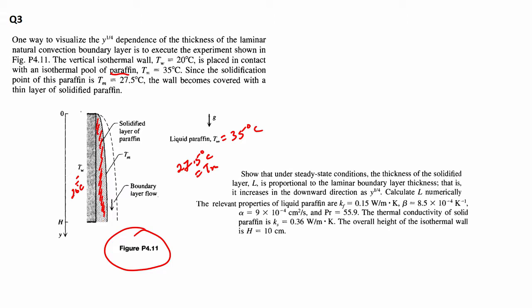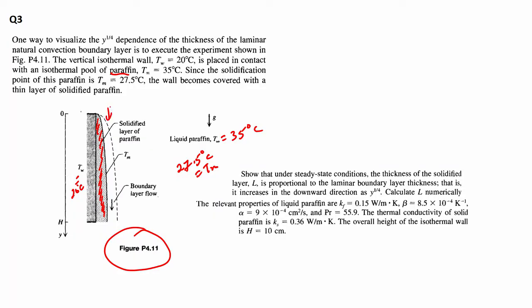So, you have a wall which is at a temperature of 20 degrees Celsius, and the ambient is at a temperature of 35 degrees Celsius. This wall is covered with an isothermal pool of paraffin. Because the paraffin's freezing temperature lies somewhere between the ambient and the wall, it naturally freezes and covers the wall with a thin layer of paraffin, not completely melted. And on top of this you have the general flow. So, this is the problem.